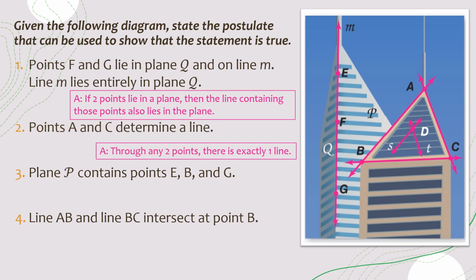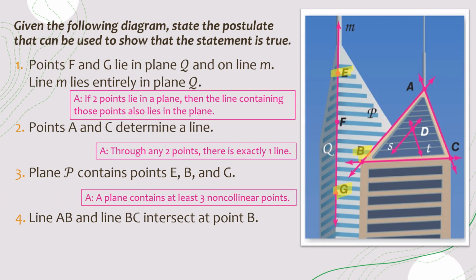Okay, number 3, plane P contains points E, B, and G. We can see they do indeed appear to be on plane P. And we know this is the case because a plane contains at least 3 non-collinear points. So notice again, we're not saying 3 non-collinear points define a plane. That's not what we're saying here. We're matching what we're starting with. We have plane P. We're saying a plane has, and then these particular points, 3 non-collinear points.